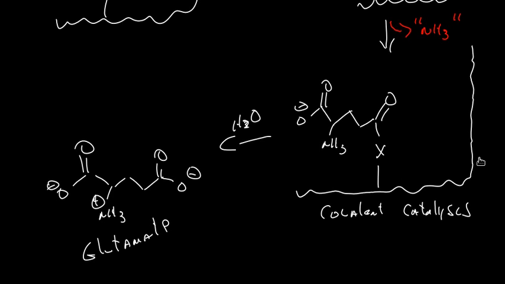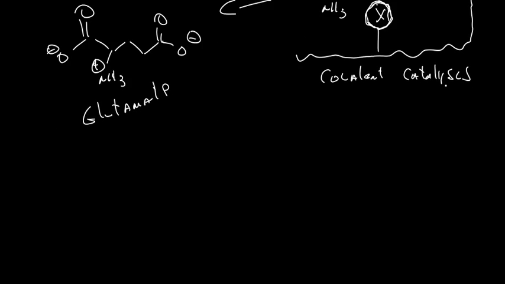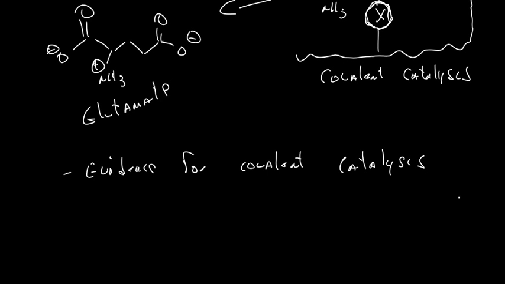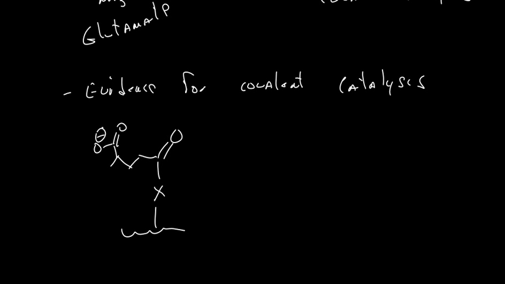So let's look at some evidence for this mechanism. Okay, and some evidence for what this group here could possibly be, that nucleophilic component. Okay, so evidence for covalent catalysis. Now we have this acyl enzyme intermediate. I'm just going to reproduce it here. This looks a little messy here. This was my ammonia group.